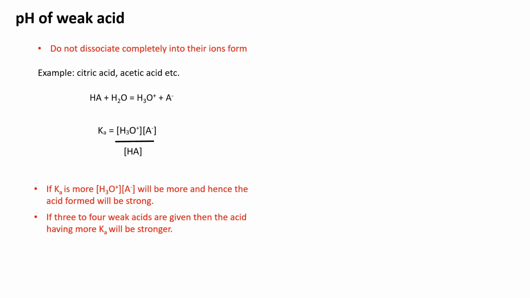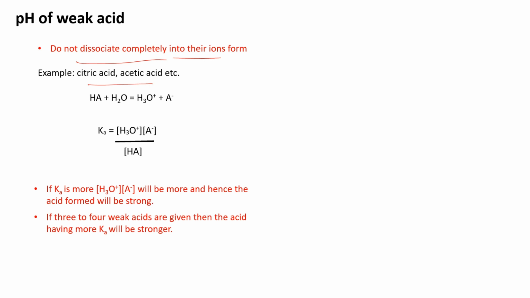Weak acid means the acids that do not dissociate completely into their ionic forms. For example, citric acid, acetic acid, etc. Mostly in a biological system, we'll find weak acids like citric acid, acetic acid, malic acid, fumaric acid. So in the biological system, we find only the weak acids.